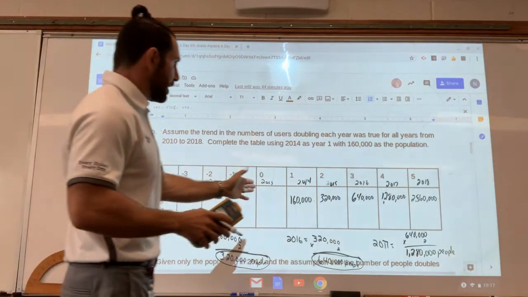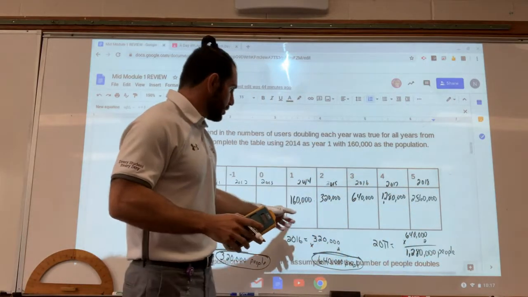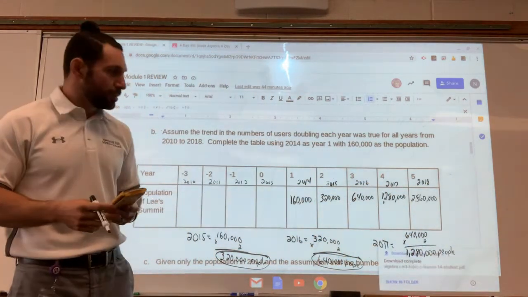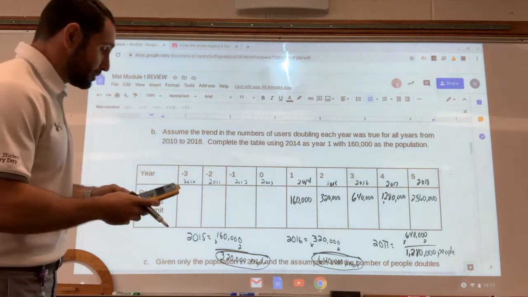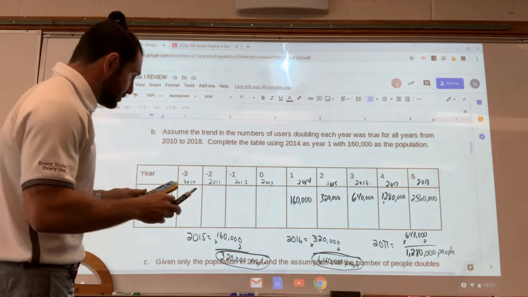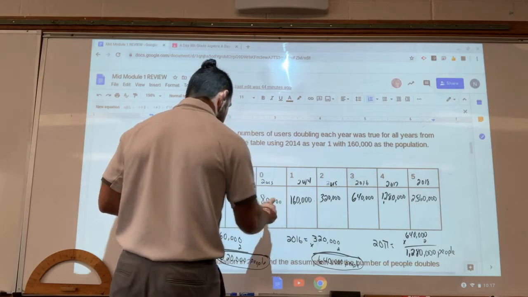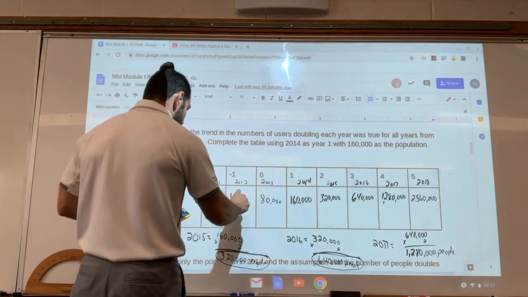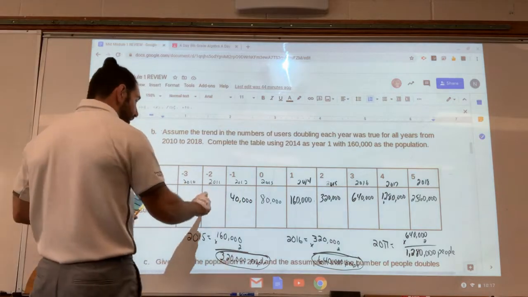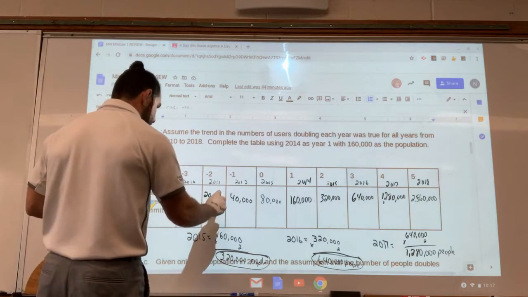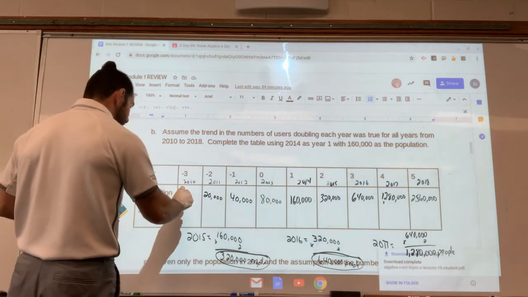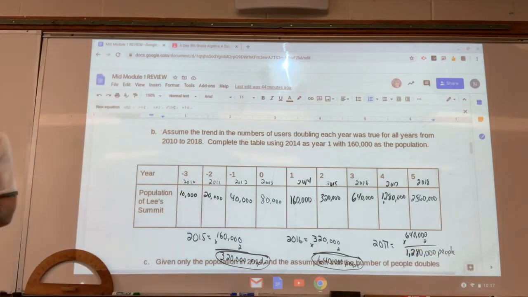Well, if we were doubling it this way, to go backwards, we have to do the opposite, or the inverse, which is divide. So I'm going to take 160,000 and divide it by 2, and that gives me 80,000. I divide it by 2 again, that gives me 40,000. I divide it by 2 again, that gives me 20,000. I divide it by 2 again, that gives me 10,000. This table right here is the key.